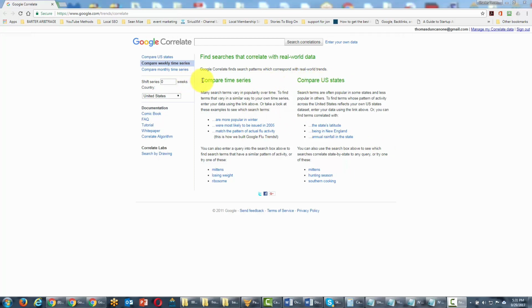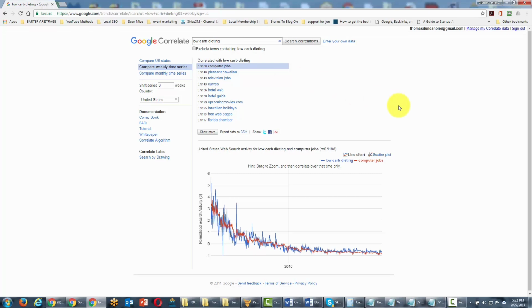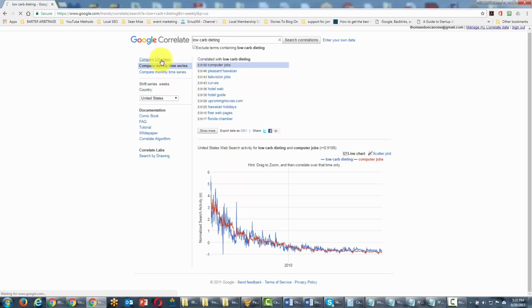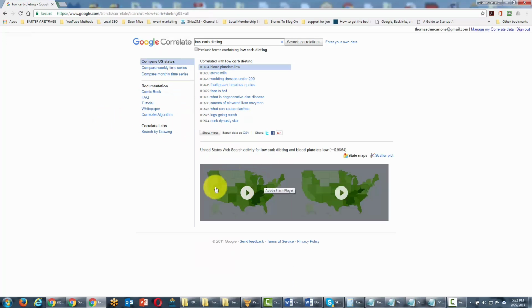So for example, if we were to look at our term, low carb dieting, we'll be able to look at which search terms ran parallel in terms of its popularity also close to low carb dieting. We can also look at it not only over time, but we can also look at it geographically. So we can look at which terms actually ran together with low carb dieting and which states those terms were most popular. So again, this is another view of our search term, and it's a way of being able to look at how popular a term is relative to other things in a particular area.